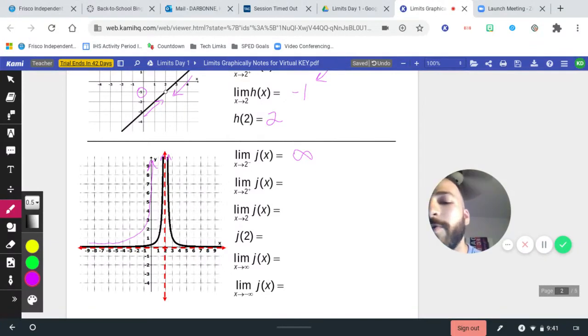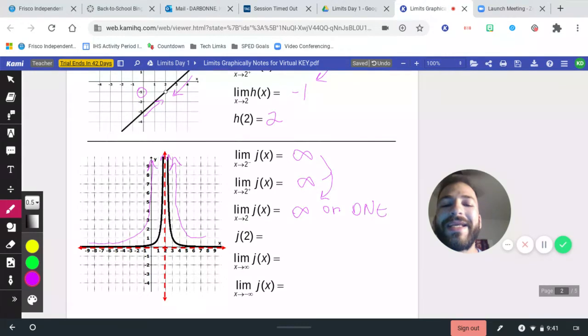As we approach from the right, same exact thing. So as we go up and up and up, what's it going to be? Positive infinity. Now, are these the same thing? Yeah, but does it almost sound weird to say an infinitely huge number is equal to an infinitely huge number? Yes, so you can actually say infinity or DNE. College Board will accept both answers.